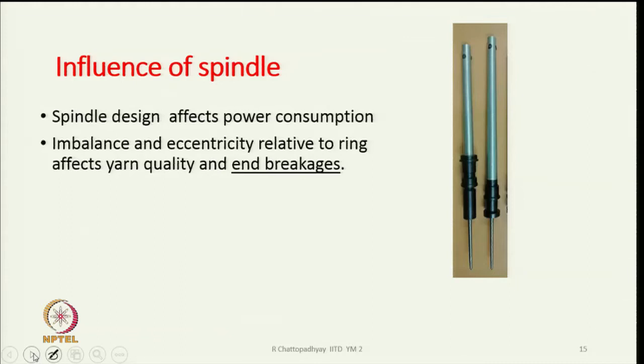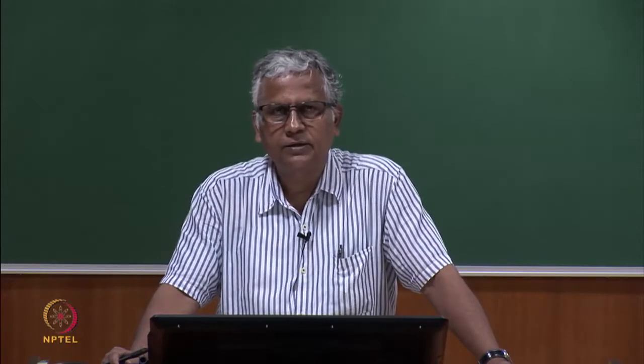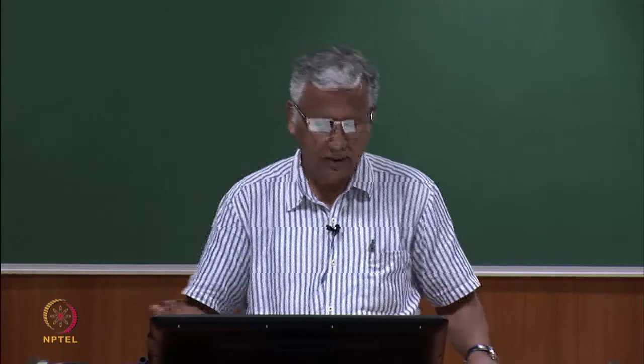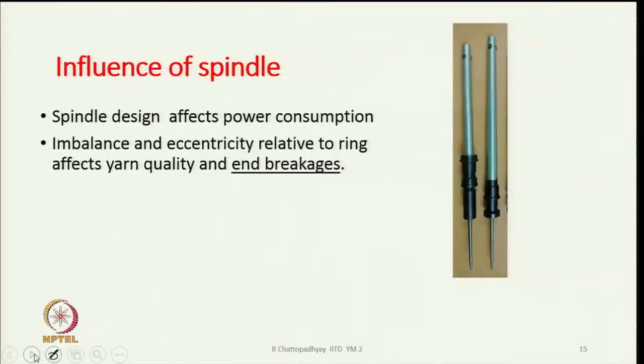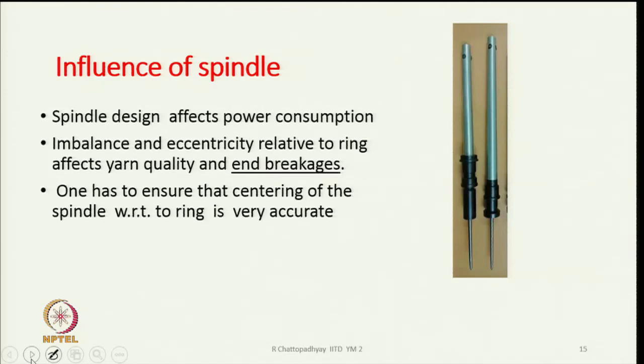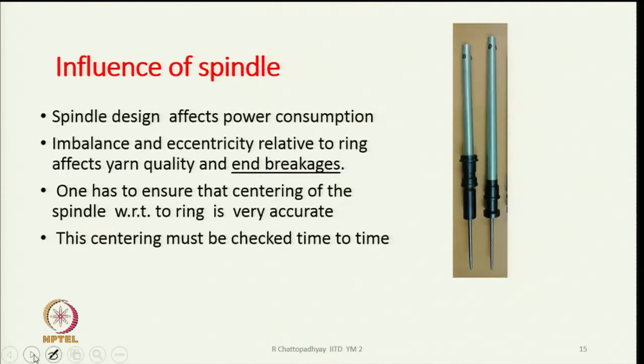If the spindle is not properly balanced, we are talking about dynamic balancing of the spindle, and if it is a little eccentric, that means the manufacturing precision has to be very, very good. Any eccentricity will lead to vibration, and vibration in turn will lead to end breakage. Therefore, the manufacturing precision is also very, very important. One has to ensure that the centering of the spindle with respect to the ring is also very accurate, so that the spindle is placed at the center of the ring.